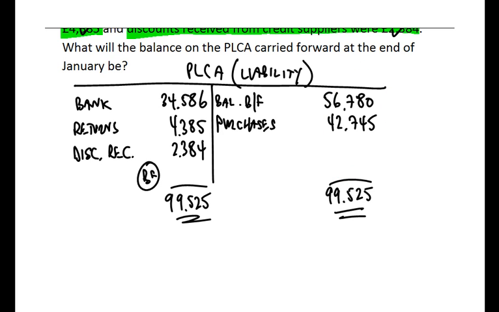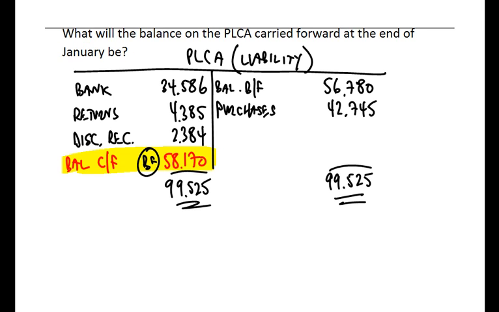Now, the balancing figure will need to be on the debit side here, because the debits were far lower than the credits. And if I take the 99,525, deduct the 41,355 I've already got on the debit side, I think I need a balancing figure of £58,170, and that will be the balance carried forward or balance carried down at the end of January, or the closing balance. And one thing to be a bit careful about is, although that balancing figure is on the debit side, it's on the debit side because the credits were initially bigger. So that effectively means it's a net credit balance.